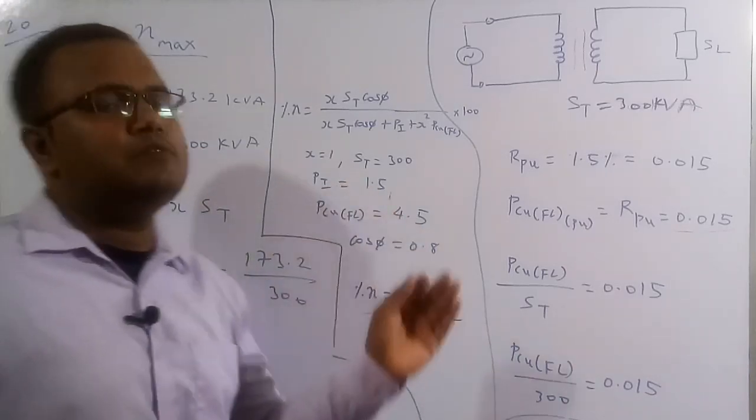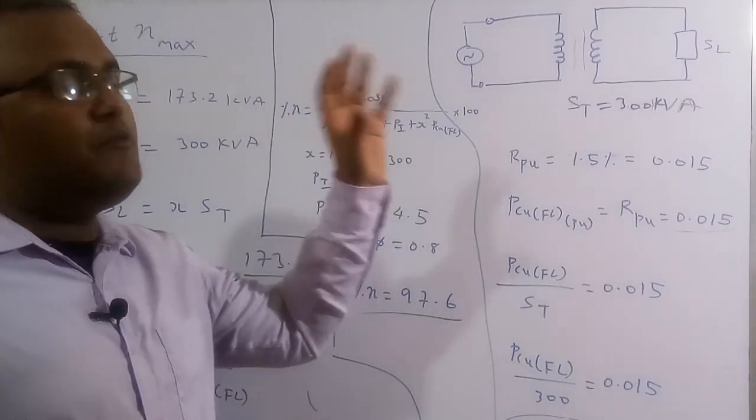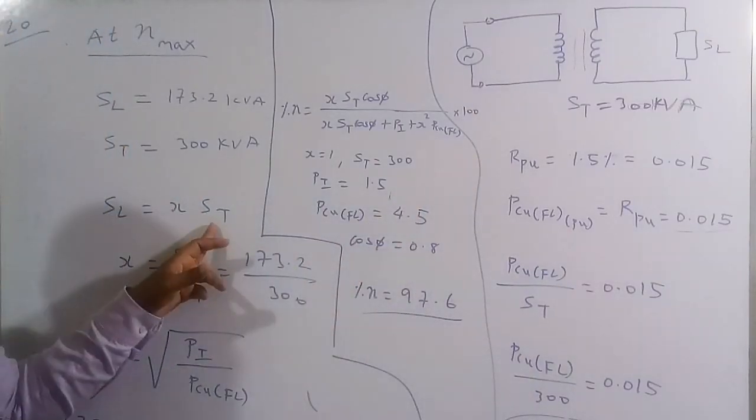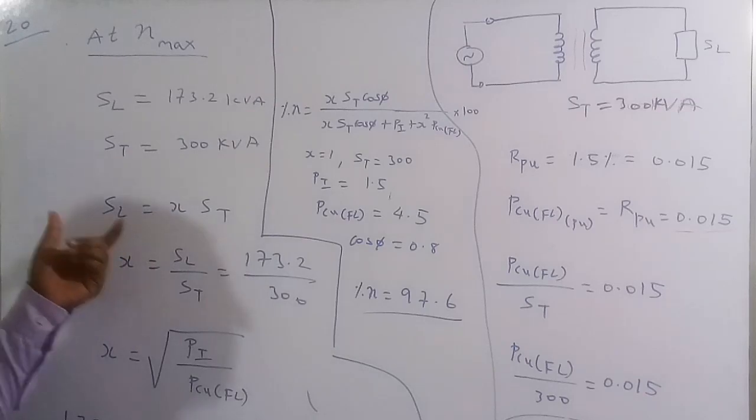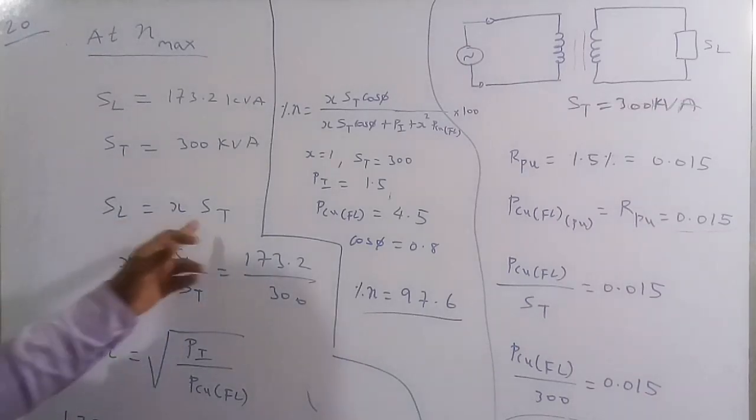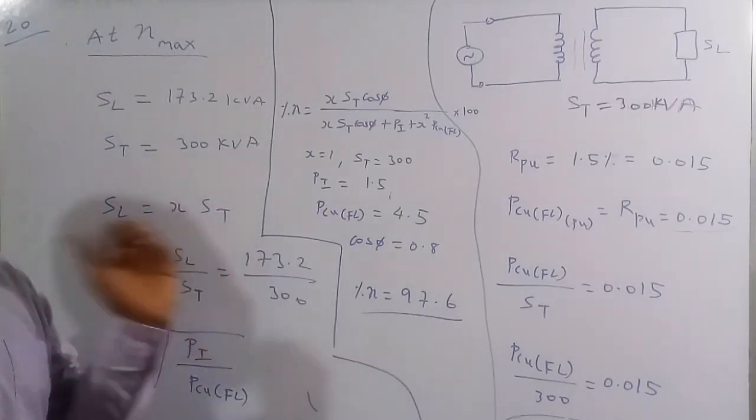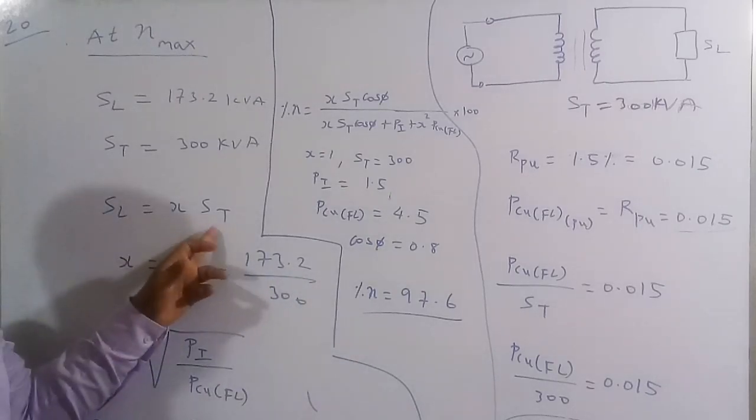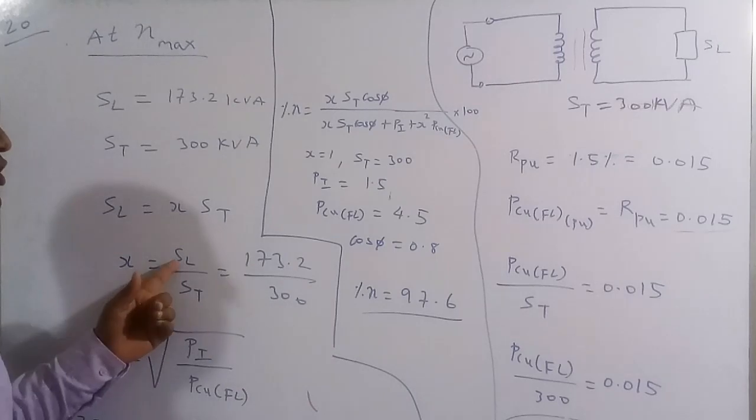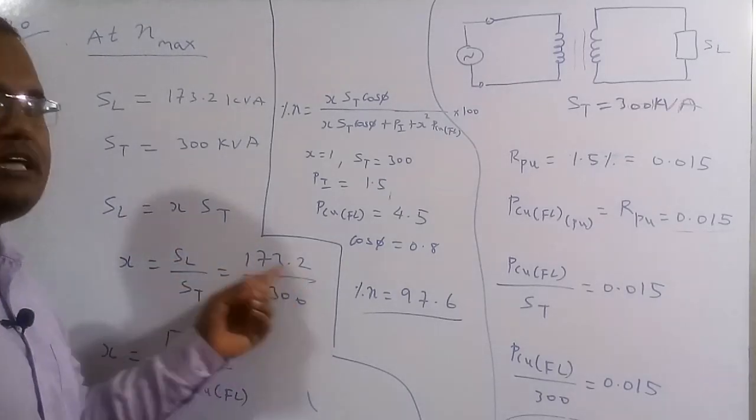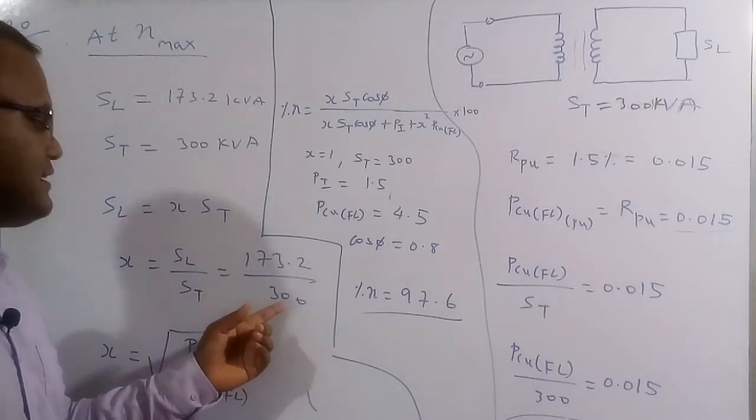So at maximum efficiency, the amount of load is a fraction of ST. The load kVA is equal to X times ST. This tells you what fraction the load is with respect to the total transformer kVA. Therefore SL is equal to X into ST, and I want to know the value of X. X is equal to SL by ST. The load is 173.2 kVA and the transformer base is 300 kVA.